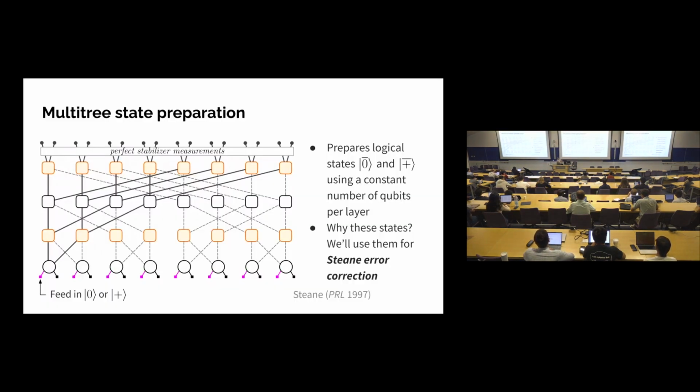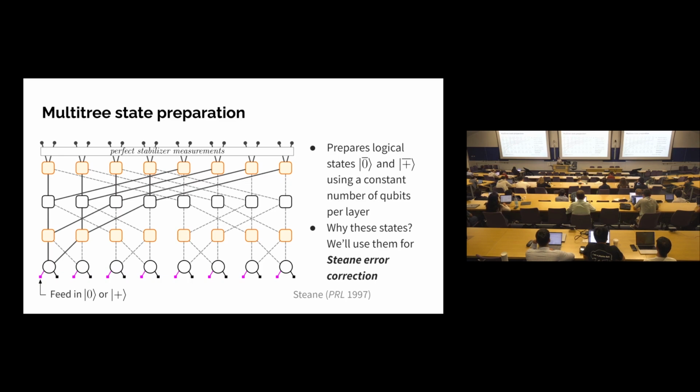The basic idea is we're going to replace that tree circuit that I showed earlier with a multi-tree. In particular, what we're going to try to do for this experiment is prepare a logical state, either a logical 0 or a logical plus state, using this circuit that I will describe in more detail on the next slide. You can see, though, that it uses a constant number of qubits per layer. In the tree circuits, you start with only 2 qubits and you end up with 2 to the t qubits. Here, you start with 2 to the t qubits and you keep that number through the circuit.